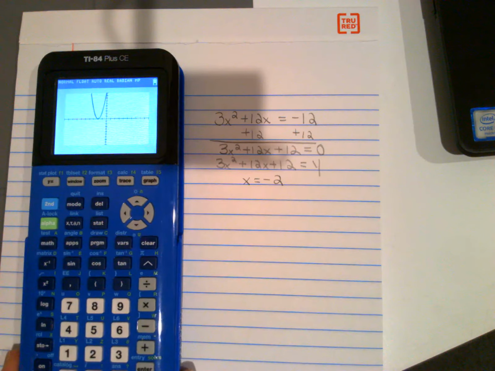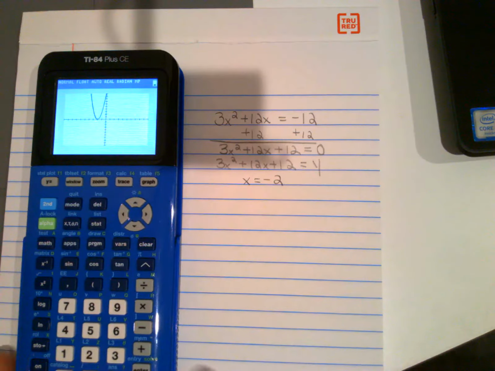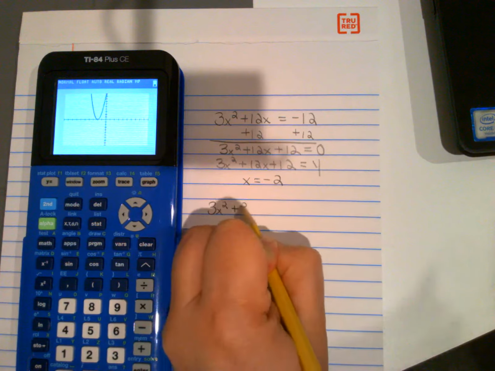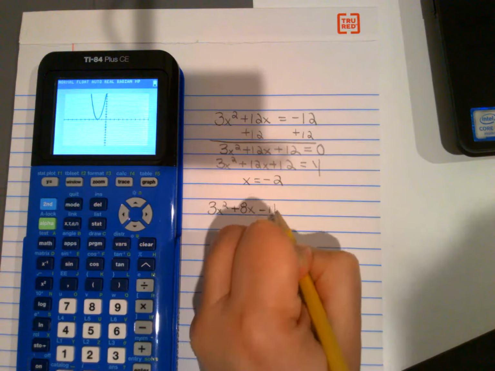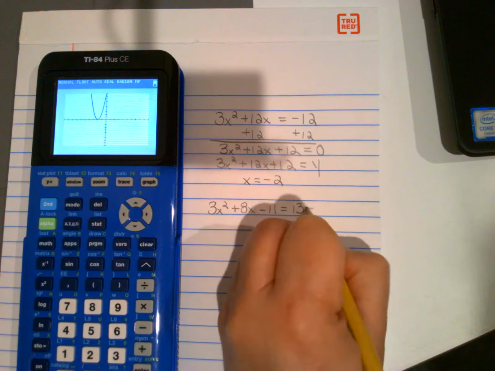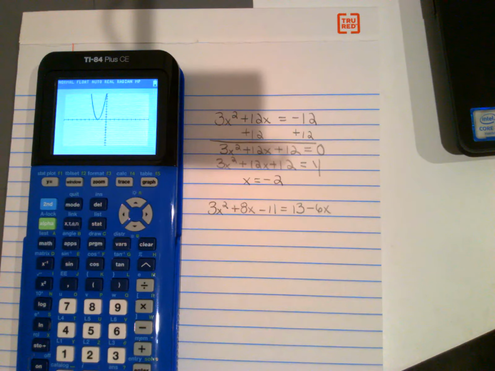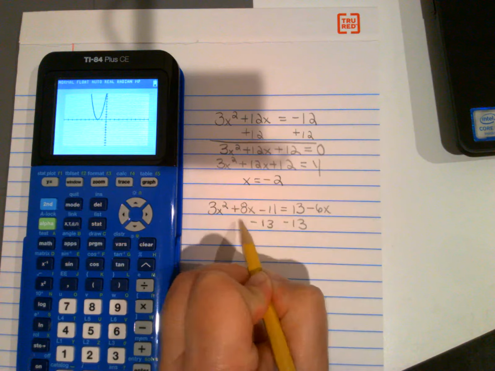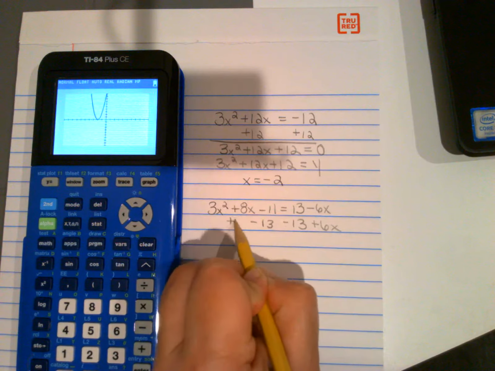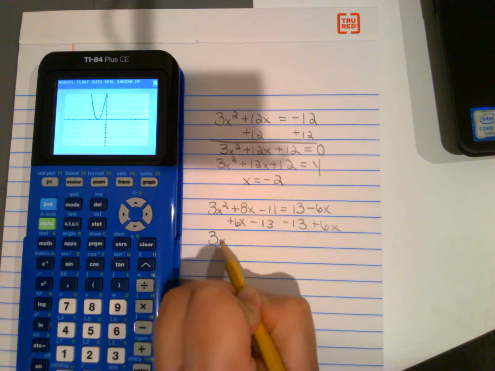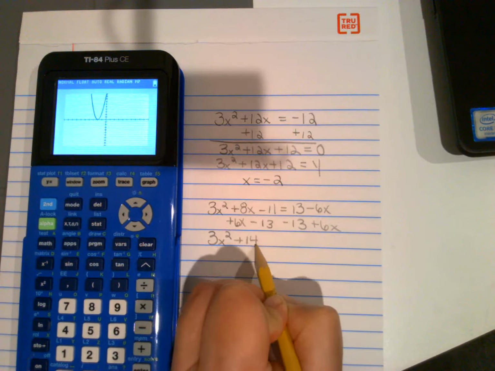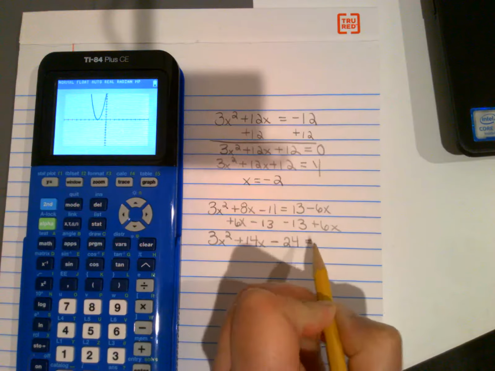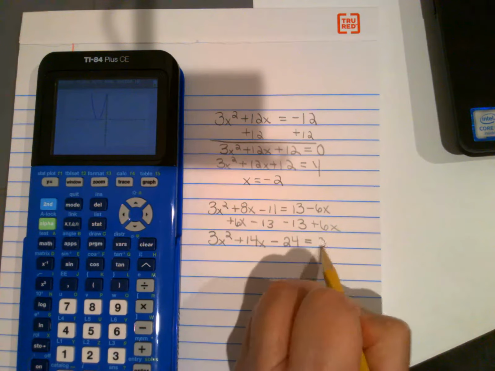Let's graph our final problem, which is 3x squared plus 8x minus 11 equals 13 minus 6x. So now I'm going to make it equal to 0. I'm going to subtract 13 from both sides. And then I'm going to add 6x to both sides. So that gives me 3x squared plus 14x minus 24 equals 0 or equals y.